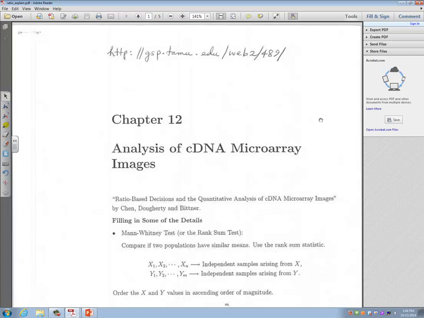You basically draw samples from each. Let one of the populations be X and another one be Y, and you don't know anything about the distribution. So you draw samples from X, let's say X1, X2 up to Xn, independent samples arising from X. You similarly draw independent samples arising from Y, Y1, Y2 up to Ym. The samples do not have to be of the same size; you can draw m from one, n from the other. And these are numbers.